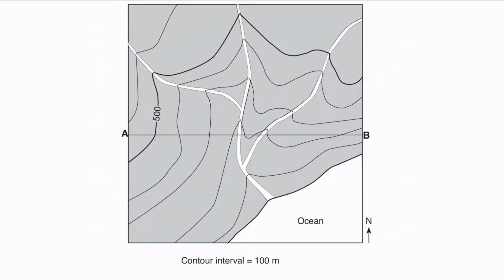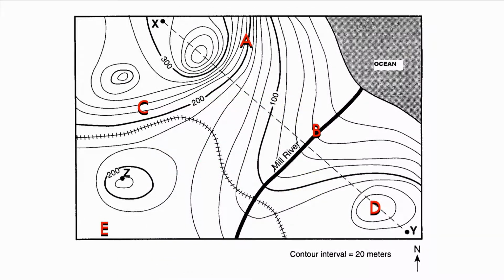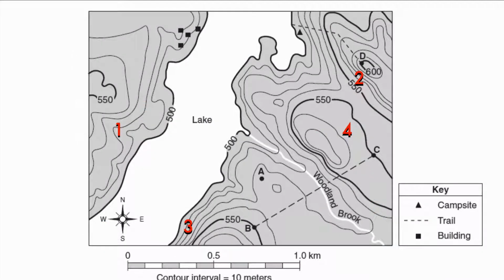So let's try a few. Where is the steep slope in this map? Is it closer to A or is it closer to B? So here's my steep slope close to B. And if I go somewhere over here, that's a flatter slope. Let's try this example. Once again, what letter has the steepest slope associated with? How about this? What number has the steepest slopes associated with?